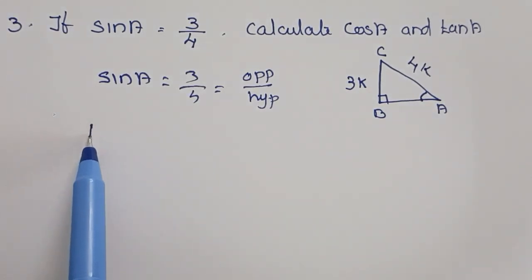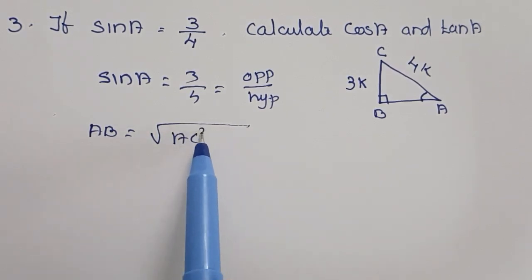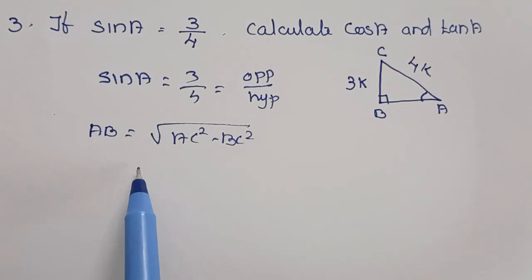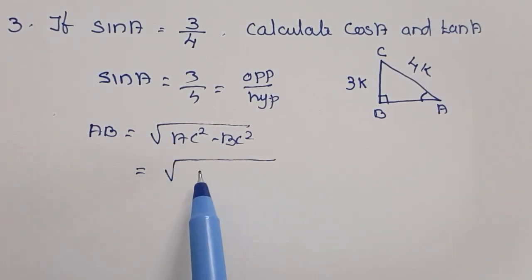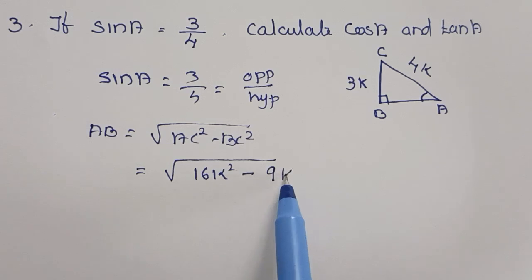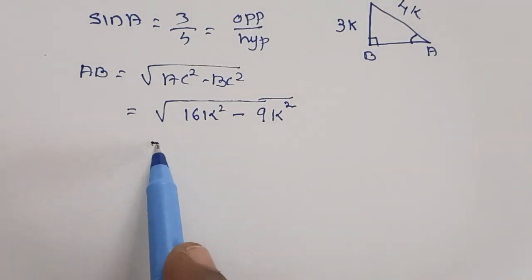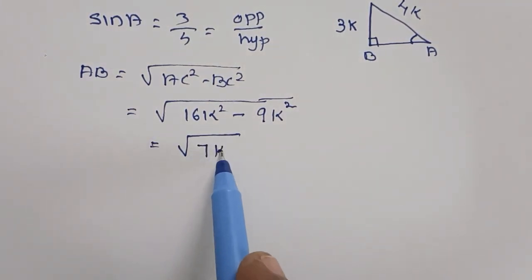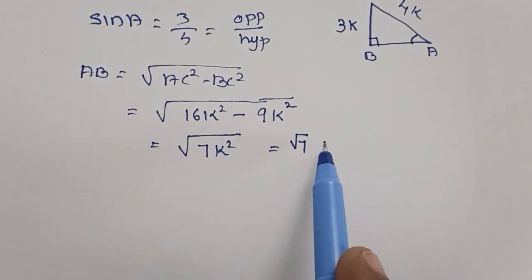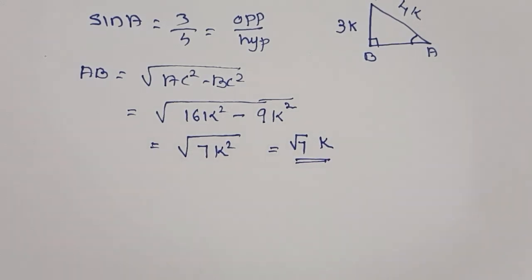Now we have to find AB. In this figure, AB equal to the square root of AC square, hypotenuse square, minus BC square. AC square means 4k the whole square, that is 16k square, minus BC square, 3k the whole square, that is 9k square. 16 minus 9 is equal to 7. Square root of 7k square. When you take the root you get k. Root 7k, that is AB. AB equal to root 7k.